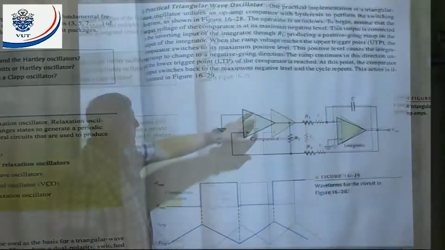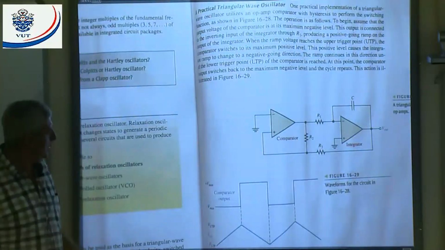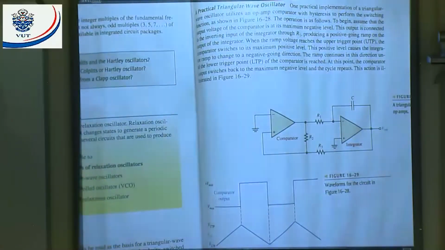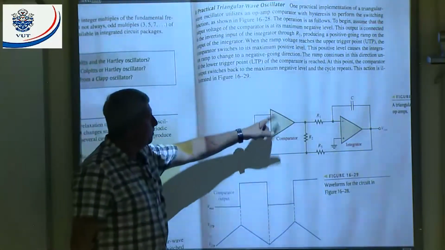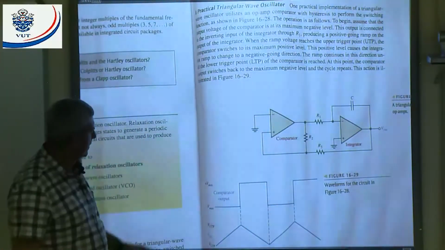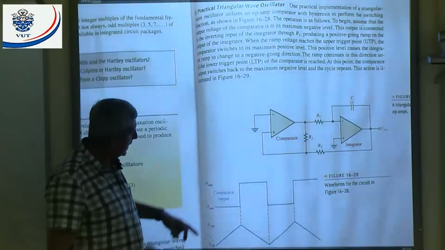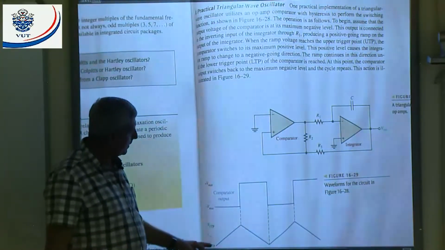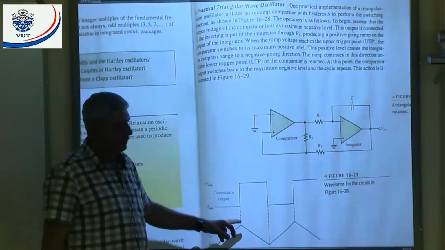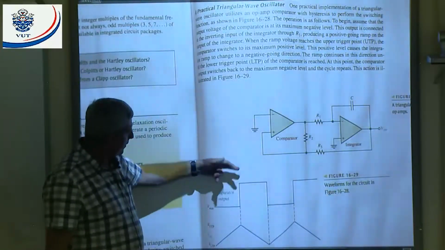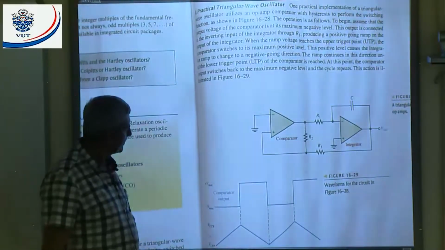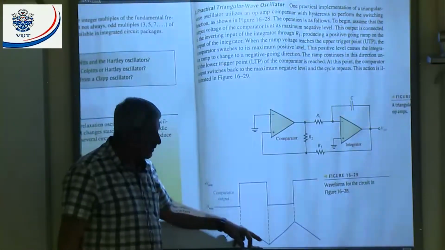All right, in this case, we got a comparator. Now we know the output of the comparator will always go to positive maximum and negative maximum. What will determine those maximum values? It will be determined by the supply on the comparator, all right? Now, if my output is negative maximum, what will happen? It will integrate positive. When my output of the comparator is positive maximum, it will integrate negative.